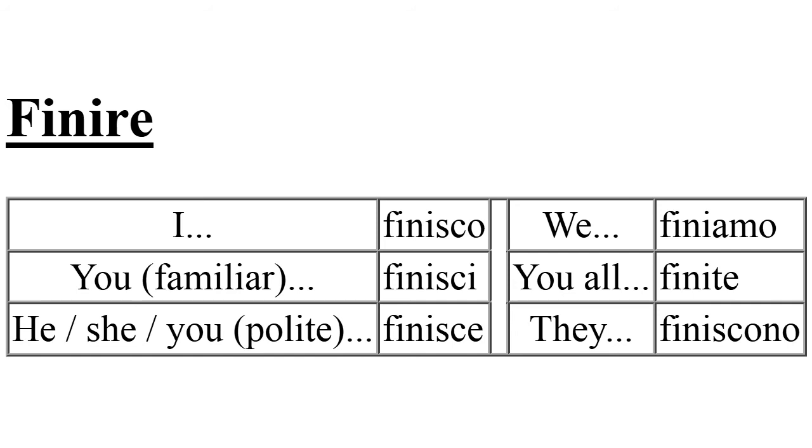There are some ire verbs that require the insertion of isc and some do not. Using finire as an example, we have finisco, which still ends in an o as expected, but it needs isc in the singular forms. The others are finisci and finisce. I can still make the they form by changing finisco to finiscono. The we form is as you would expect, finiamo, and I can make the you all form by changing finire into finite.